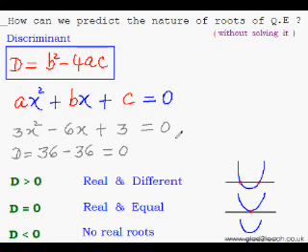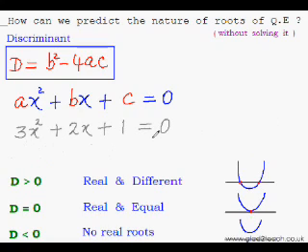Well, if you were to actually solve this equation, then you could have even confirmed your prediction. The roots of this equation are x equal to 1 and x equal to 1. That is equal. That means this point is 1. So how about this equation? Let's see if you can predict the nature of its roots.